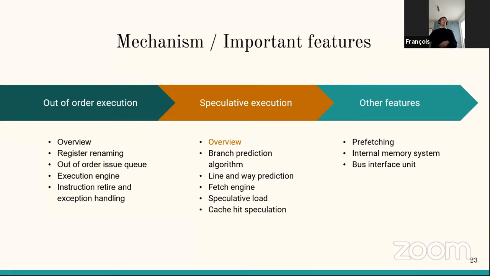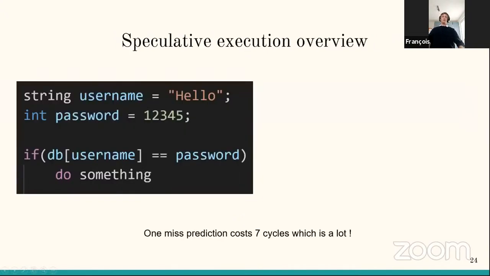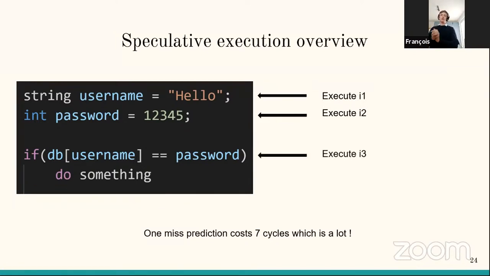Okay, perfect. So I can move to speculative execution. An overview of speculative execution is like this. Here we have a processor that executes the first instruction, then the second instruction, so we can assume it's a pipeline processor. Then we get this instruction and check if database username equals password, but we don't have the result right now because it's a pipeline design, and we don't know what to do.